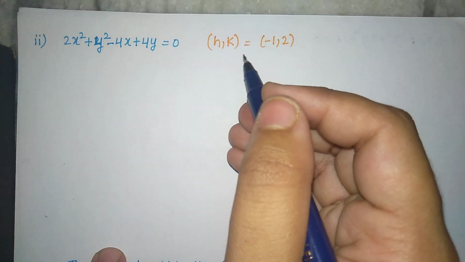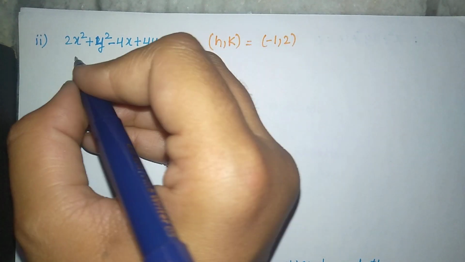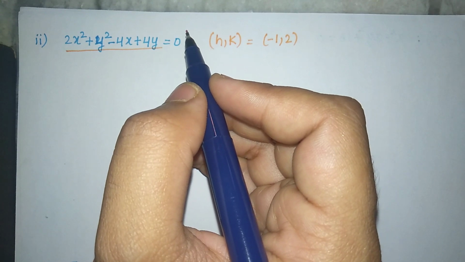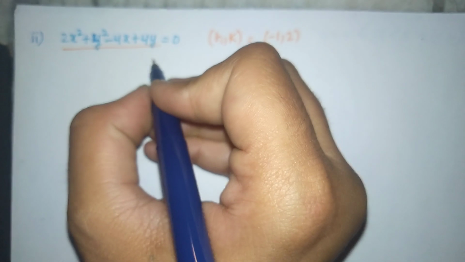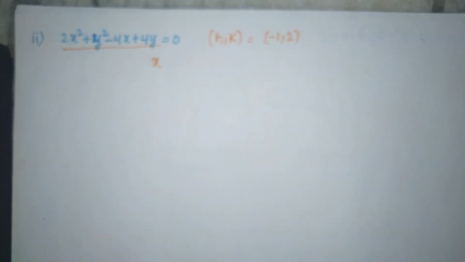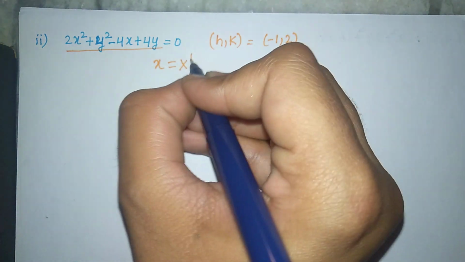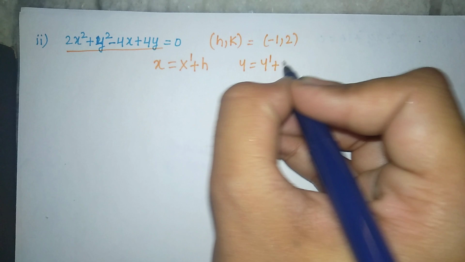This is the second sum in the previous problem only. They have given h comma k, and this is the equation according to the old axis or original axis. They are asking us to find it according to the new axis. Small x is equal to capital X dash plus h. Small y is equal to capital Y dash plus k.